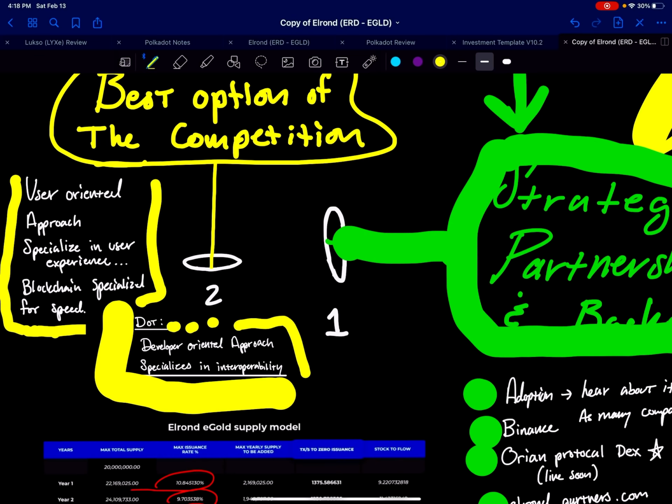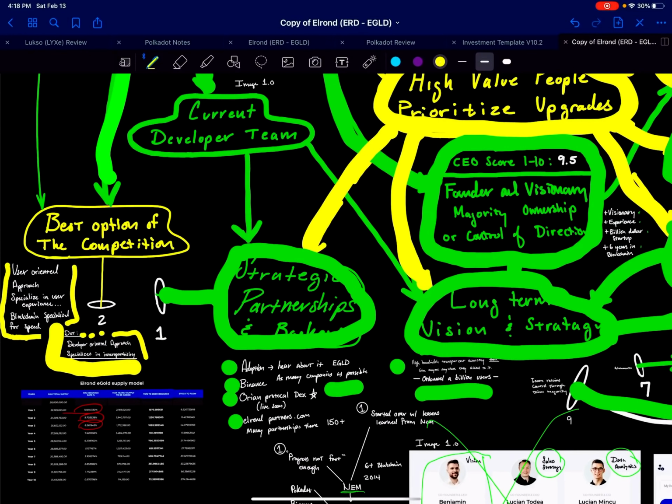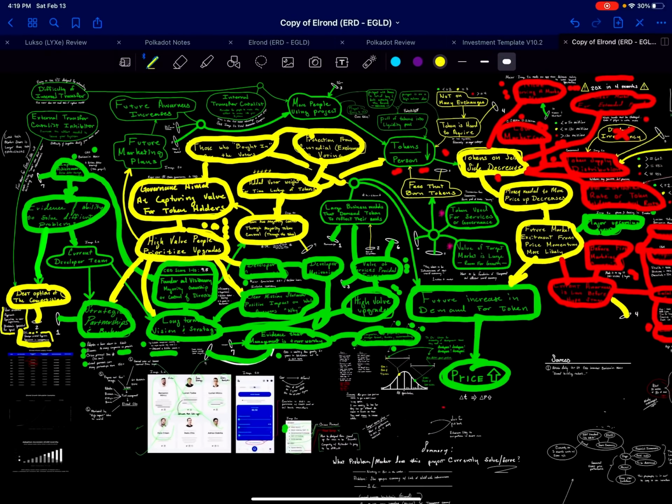I do think Dot will be very difficult to compete with, but there's going to be plenty of blockchains to survive in the future. But I do think, compared to Polkadot, this is my own personal bias. But I'm still saying this is a very solid project.